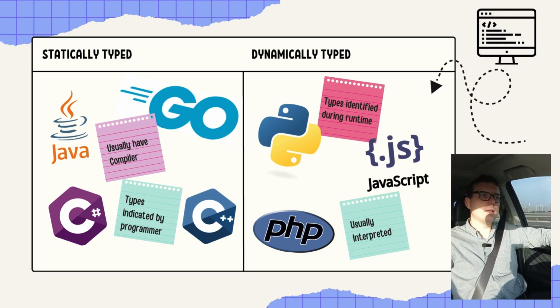In the case of dynamic languages, the variable types do not need to be defined by the developer, but they are identified during runtime based on the values that are set. And those languages usually do not need a compiler. They have only an interpreter and get interpreted directly from the source code without any compilation.